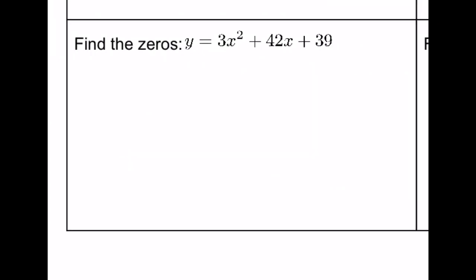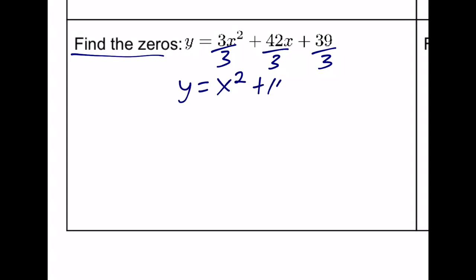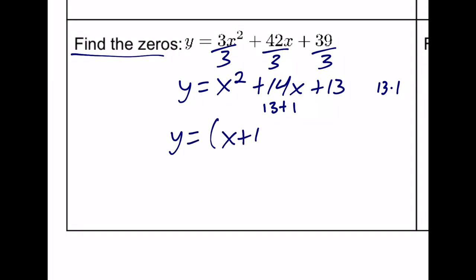This last one on the left anyway, wants me to find the zeros. So I start by dividing out my a value, and I'm left with y is equal to x squared plus 14x plus 13. Since both b and c are positive, I know both my factors are going to be positive. Turns out that 13 times 1 is 13, and 13 plus 1 is 14. So I can write this in intercept form as x plus 13 times x plus 1.